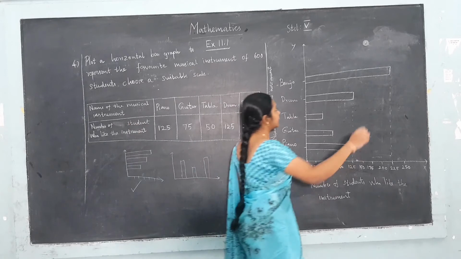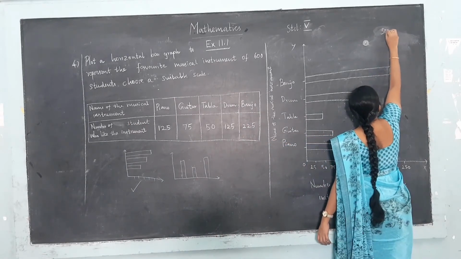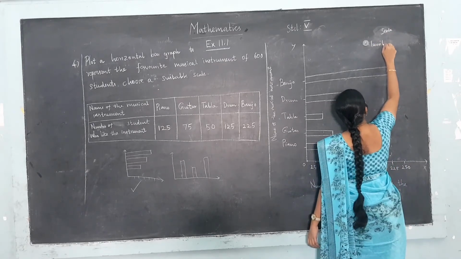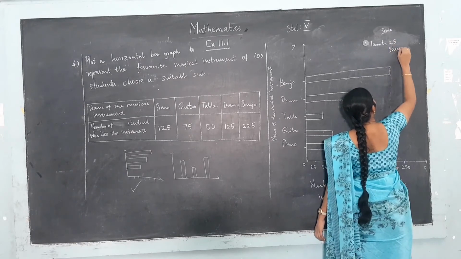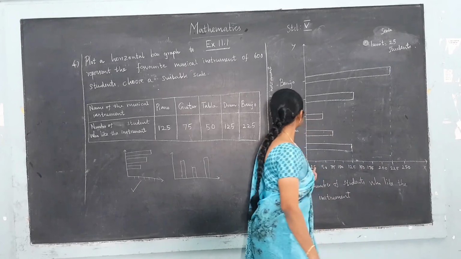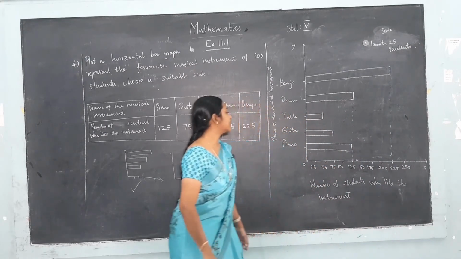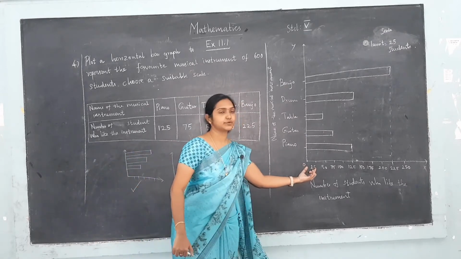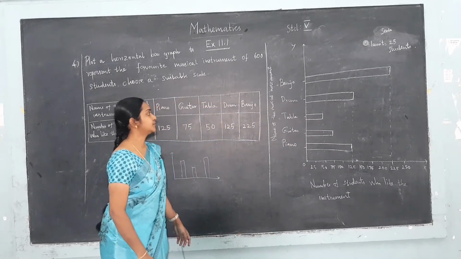Next we have to write the scale. Scale 1 unit equal to 25 students. Because here each number is represented as a multiple of 25. So 1 unit is represented as 25 students. So in the scale we have to write 1 unit equal to 25 students.